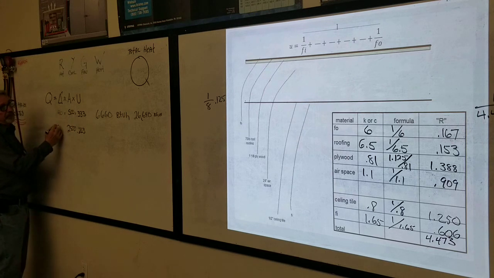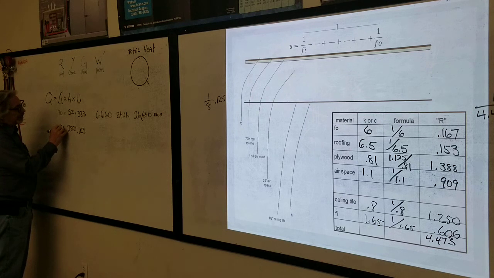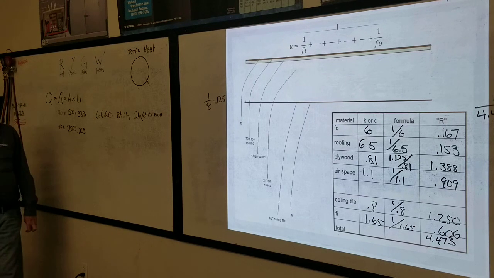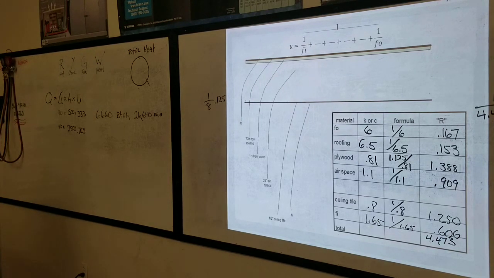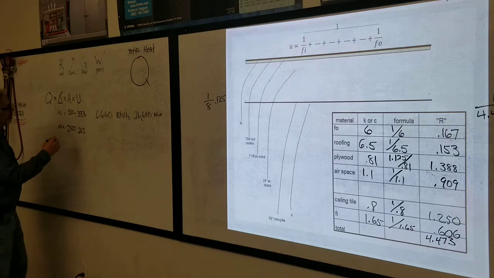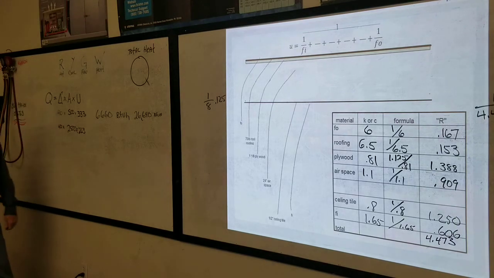And we'll assume it's the same 40-degree delta T. Length times width. So it's 50, 50. You're doing perimeter. It's all times 0.223. I got 22,000. I don't know if that's right. Yeah, so like 22,300 BTUs.